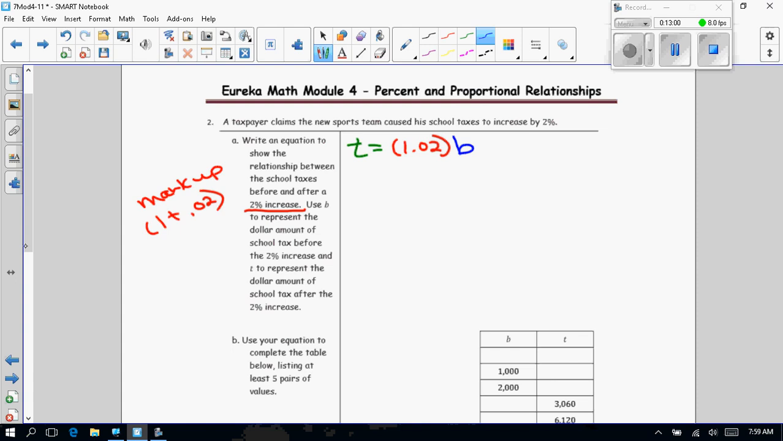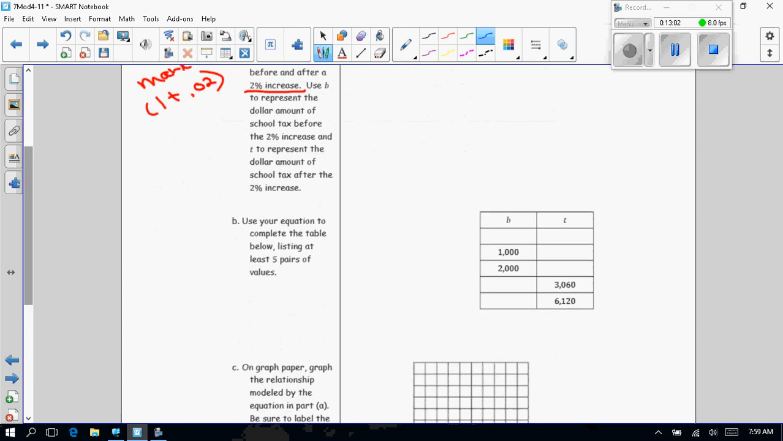Now we're going to take that equation and we're going to fill in our table here. Okay, so let's see. Let's drop in 0. So if I had 0 taxes before the tax increase, I still pay $0. Woohoo! If I had $1,000 in taxes before, I type in 1.02 times 1,000, and I find out that my tax is now $1,020. If I had paid $2,000 in taxes before, I am now going to pay $2,040.